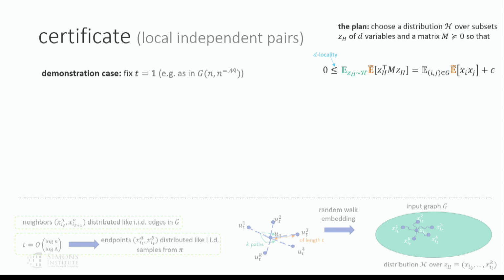So for the sake of demonstration, let's fix t to be 1, right? So let's say that we're in a case where walks of length 2 mix. So the endpoints of the star will be like uniform samples from the stationary measure. So what I'm doing is embedding a k-star into the graph. Now let's look at the distribution that I get, or the expectation of the vector ZZ transpose, where I pick my variables according to this embedding.